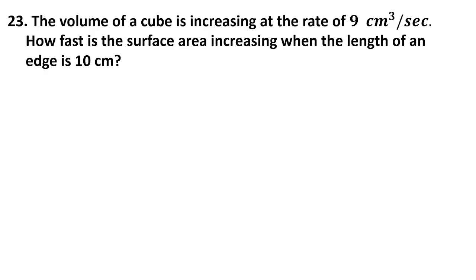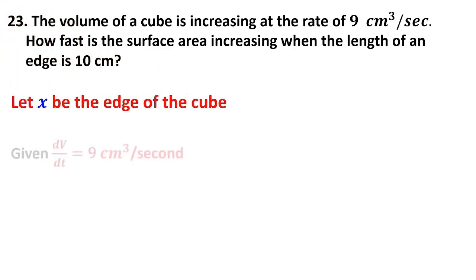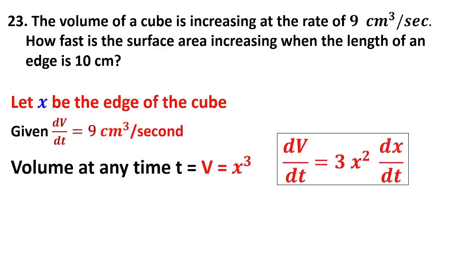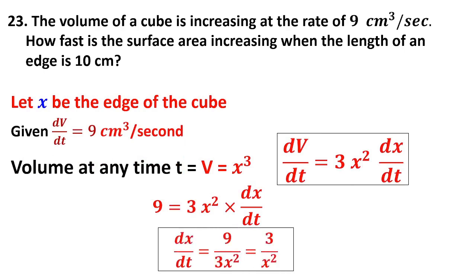Well, question number 23. Volume of the cube is increasing, and how fast is the surface area increasing? Let x be the edge, dv by dt is given as plus 9, and volume is x cube. Therefore, dv by dt is 3x square dx by dt. From that, I am getting dx by dt as 3 upon x square.